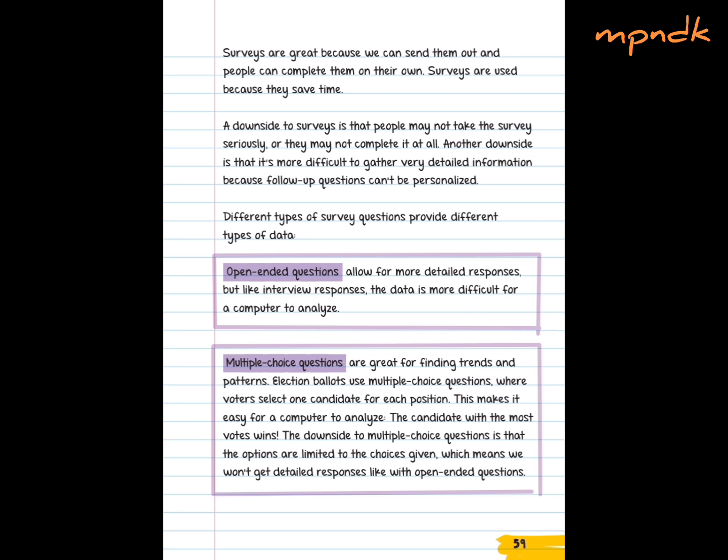Election ballots use multiple choice questions, where voters select one candidate for each position. This makes it easy for a computer to analyze. The candidate with the most votes wins. The downside to multiple choice questions is that the options are limited to the choices given, which means we won't get detailed responses like with open-ended questions.